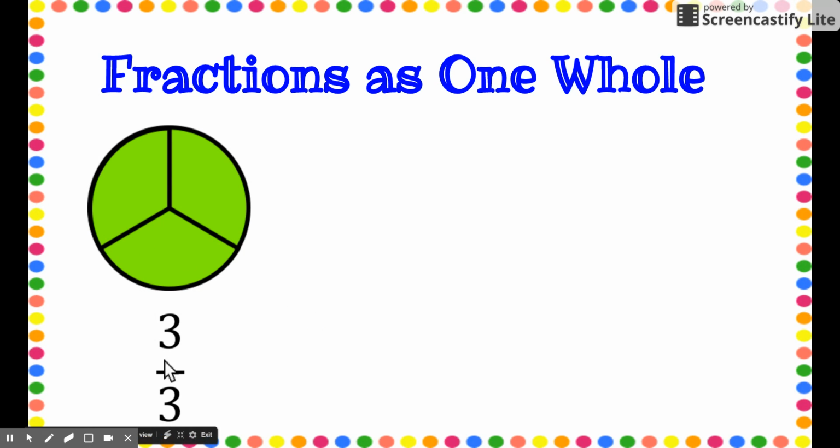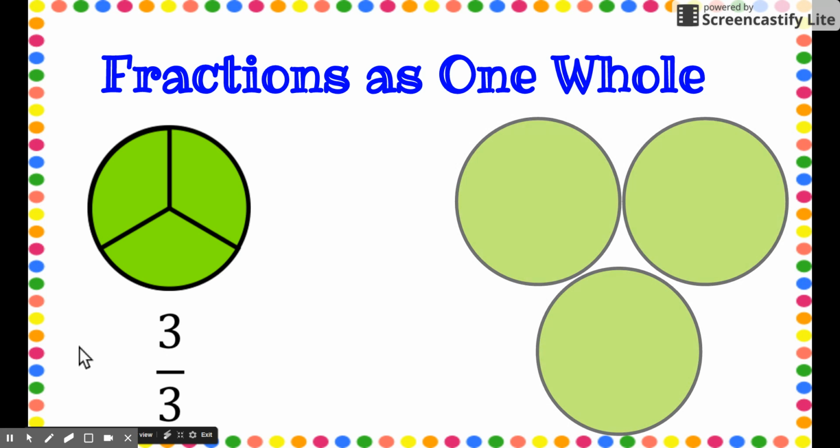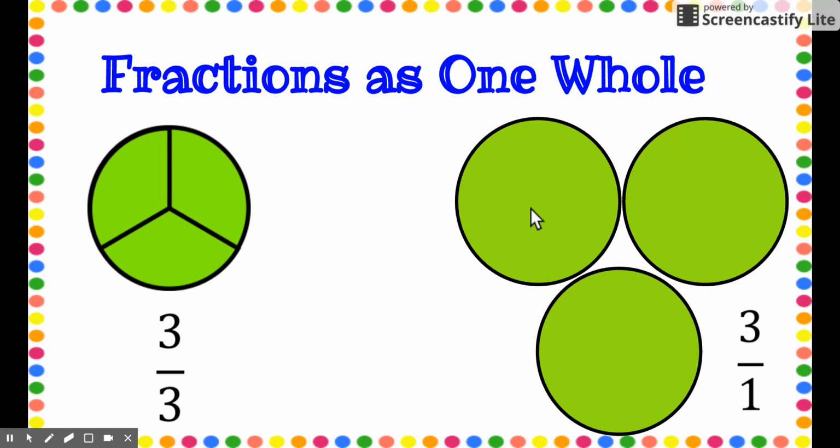Now this is different than 3/3. 3/3 looks like this. We have 3 pieces as the denominator and 3 shaded as the numerator. So we have 3/3. When we go back to 3/1, which we know is the same as 3, we have 3 whole circles shaded. Notice the difference. This is equal to 1, which is 1 whole circle shaded, and this is equal to 3 different wholes.